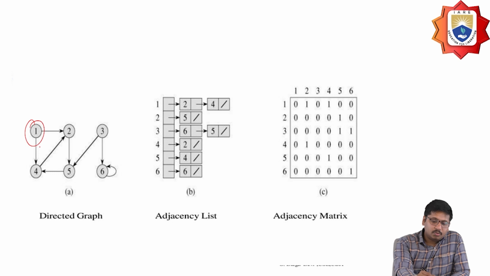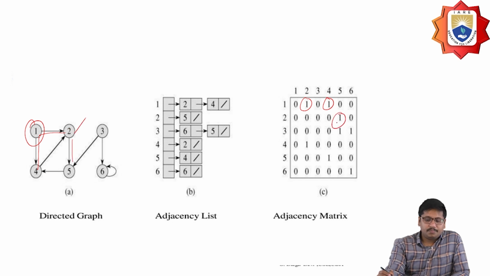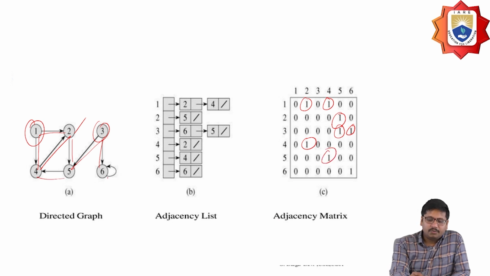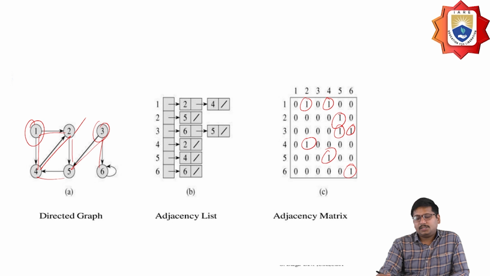See here. So for 1, I have only 2, and then 4. And for 2, only 1. So 2 to 5. And then for 3, I have 5 and 6. And the 4 should be 2. And 5 should be 4. And for 6, it should be 6.